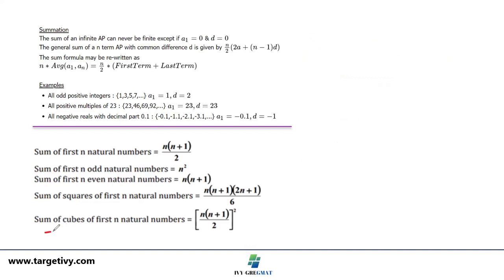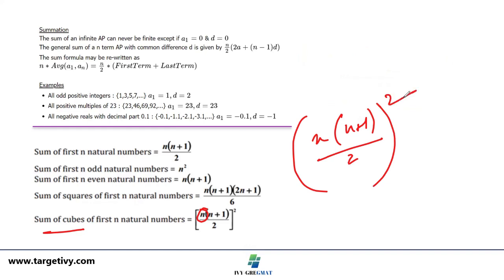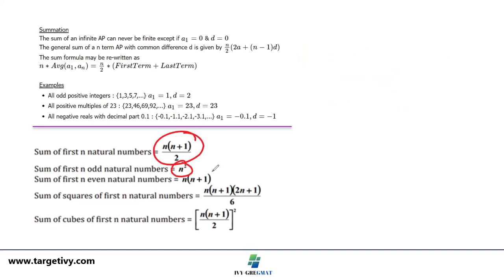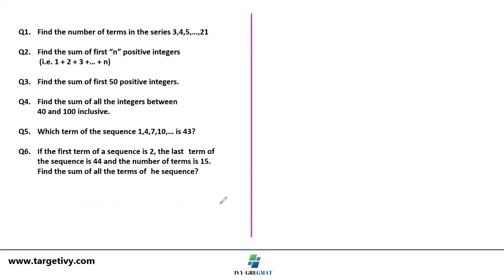Similarly, cubes of first n natural numbers. Again, we'll just fit in the number. It will become n into n plus 1 by 2, the whole square. Just for our understanding, for making our calculation easier, just do remember these. That's why this slide is there. Anyway, let's do some real-time exercise. We'll learn it better. We'll cement our understanding.